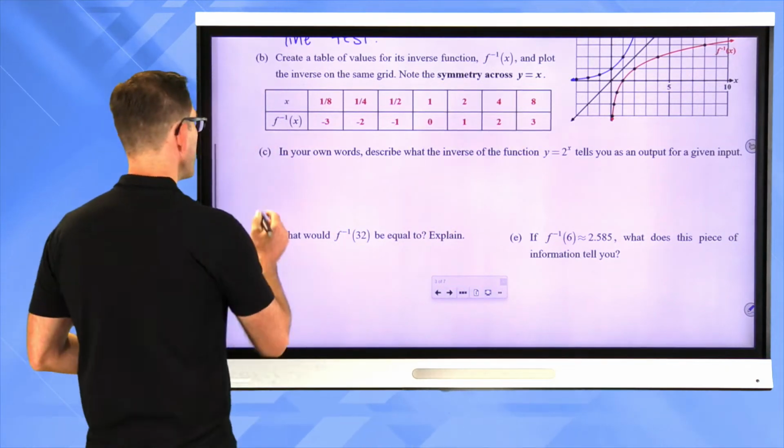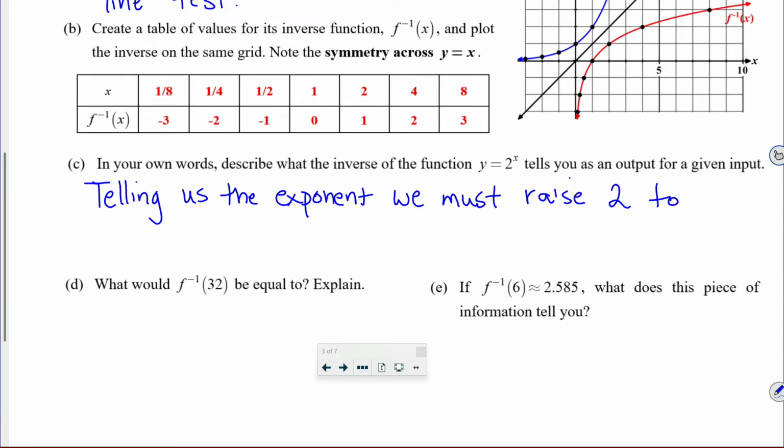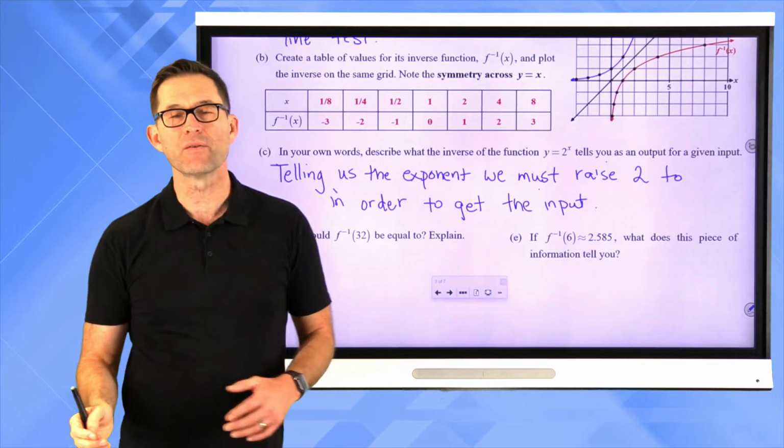So what it is telling us, just like in exercise number 1, is the exponent we must raise 2 to in order to get the input. And that's really weird, but you can kind of see it, right?